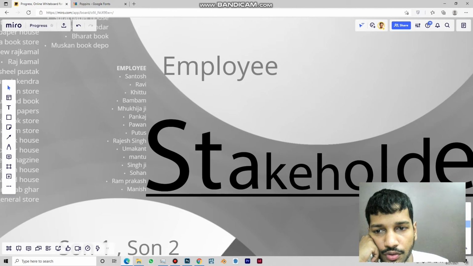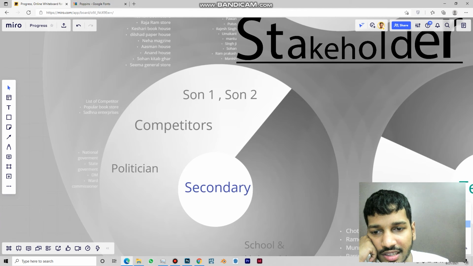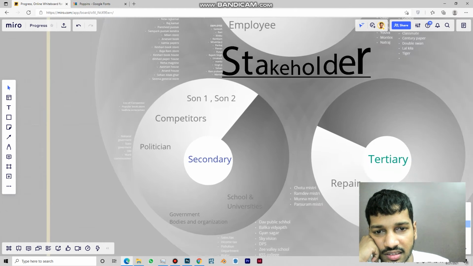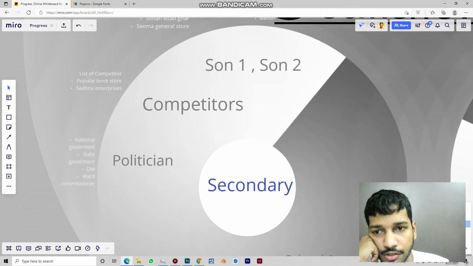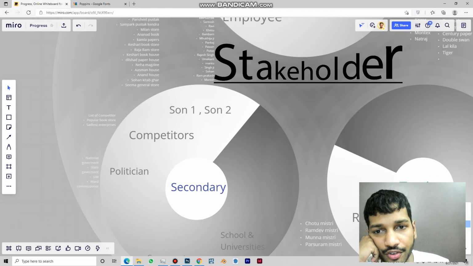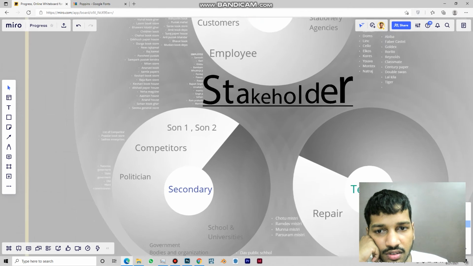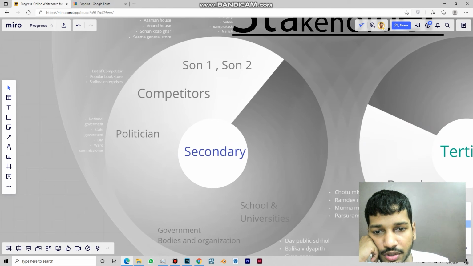All the employees who are there. So the secondary is like the sons, son 2, since the business can run without son and son 2 of a son. So I'm putting them in the second since they are also the owner of the business.